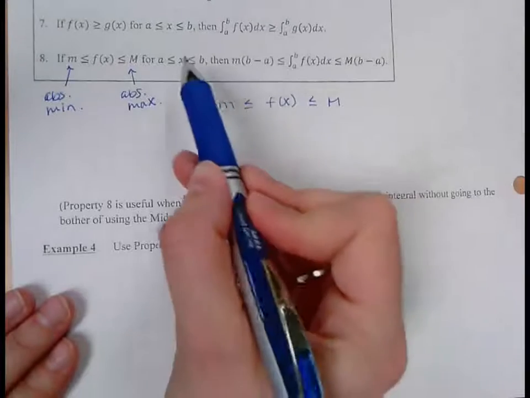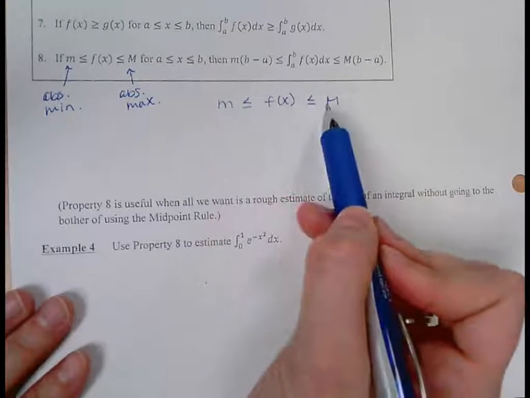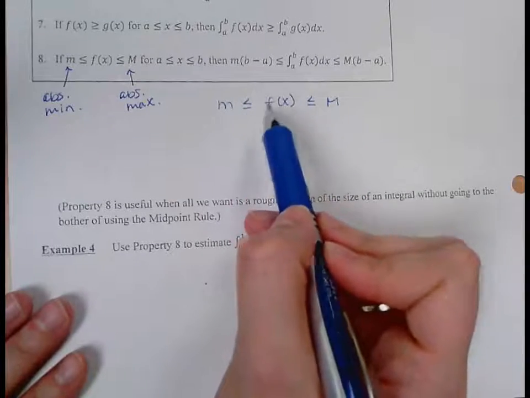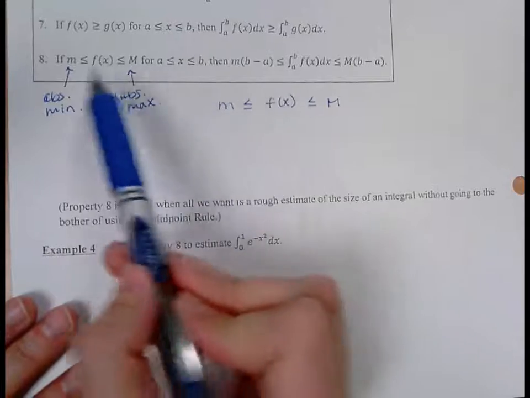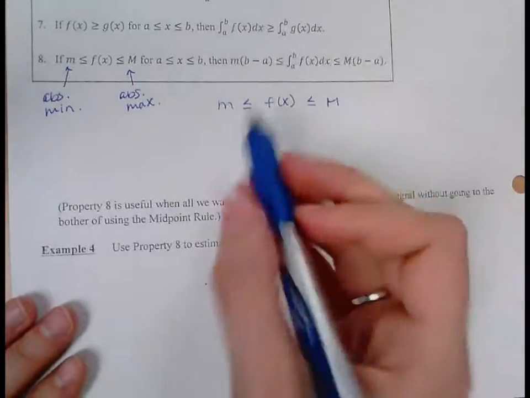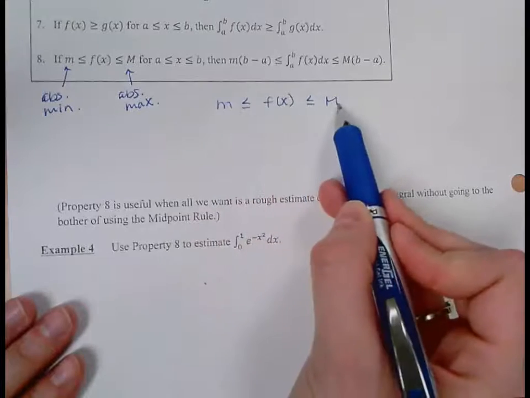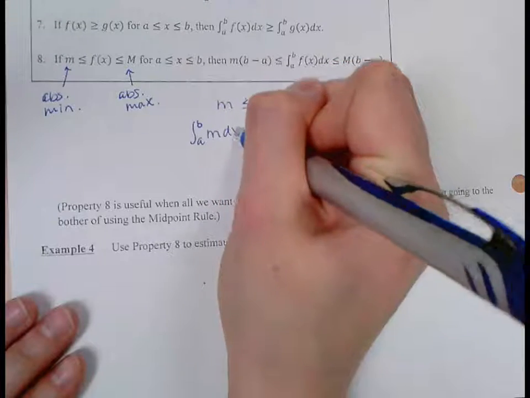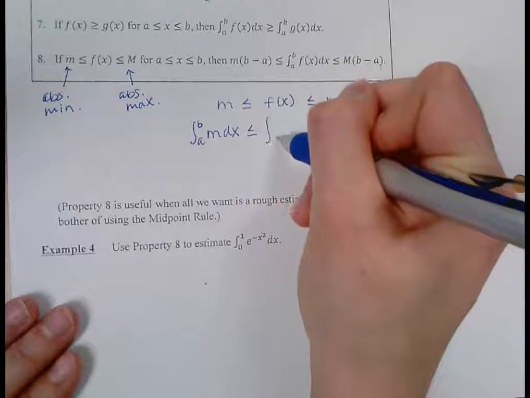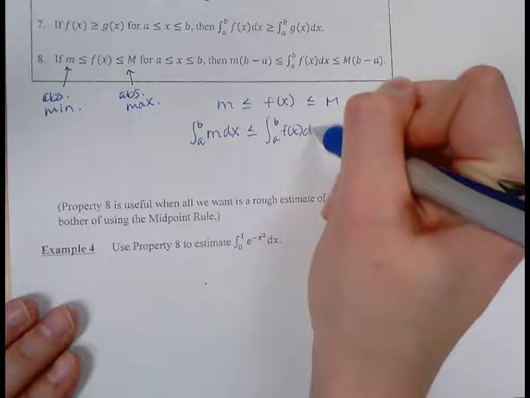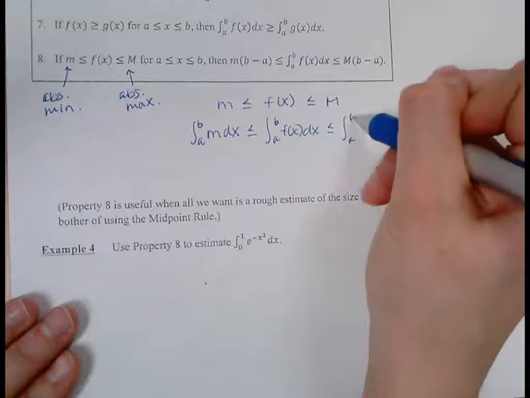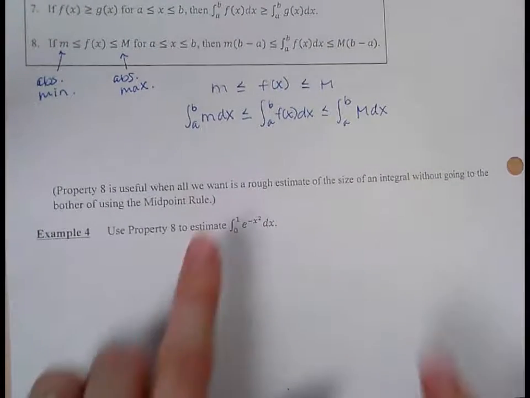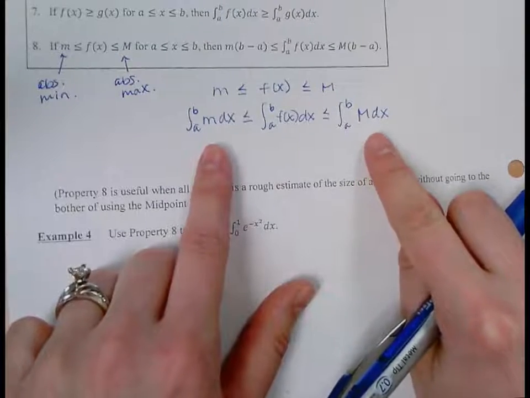So if you know on a closed interval what the absolute min and max of a function are, and you were trying to estimate the integral of f, what they're doing to get from this statement to the conclusion is they're then taking the integral of everything. So they're taking the integral from a to b of little m dx, the integral from a to b of f of x dx, and then the integral from a to b of capital M dx. And then as I said, little m and capital M are the absolute max and min.